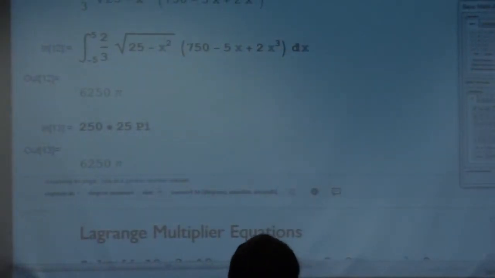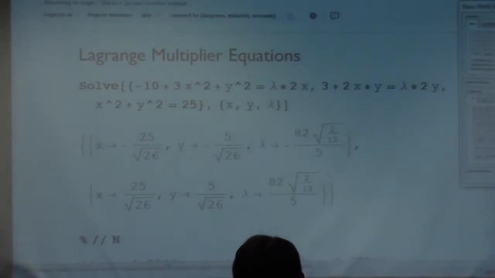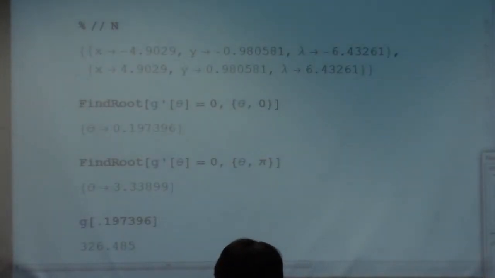All right, with the remaining time, let's focus on going back to optimization. Thinking about optimization of functions of three variables.